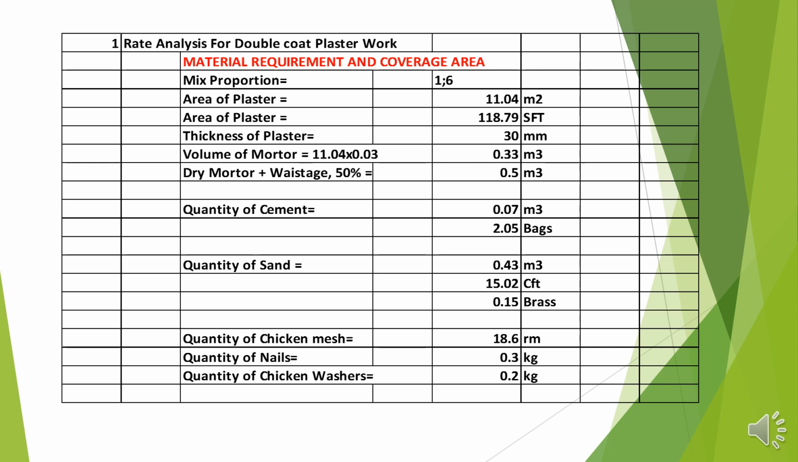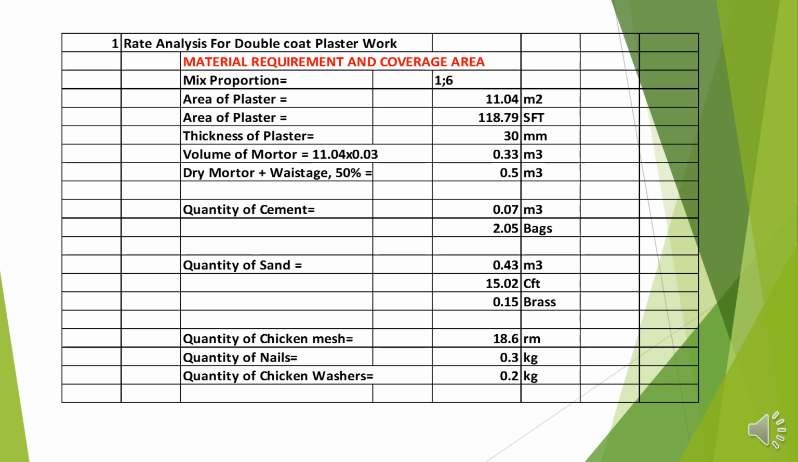Dry mortar plus wastage of 50% of 0.33 m cube will be 0.5 m cube. So the quantity of cement I require is 0.07 cubic meter, that is 2.05 bags. Quantity of sand required is 0.43 cubic meter, that means 15.02 CFT. It comes around 0.15 brass.